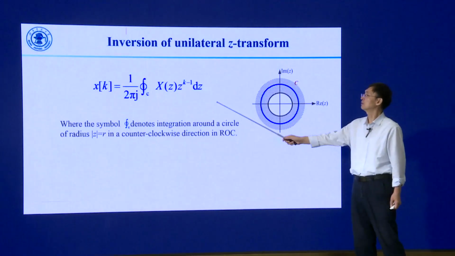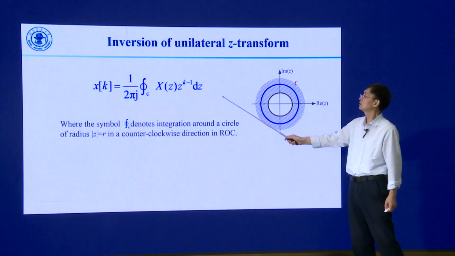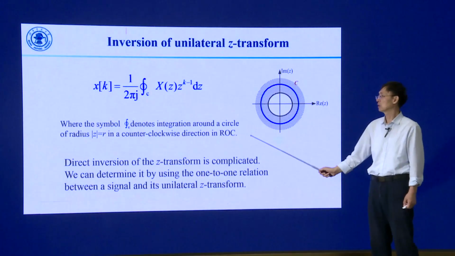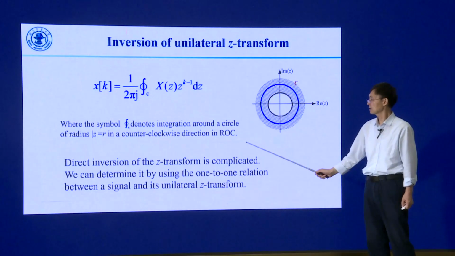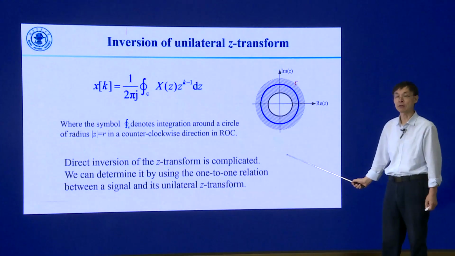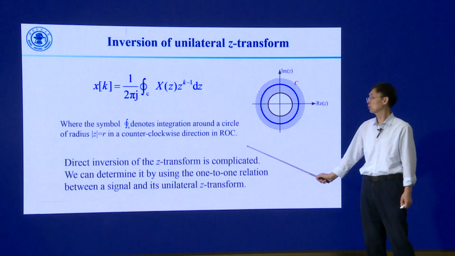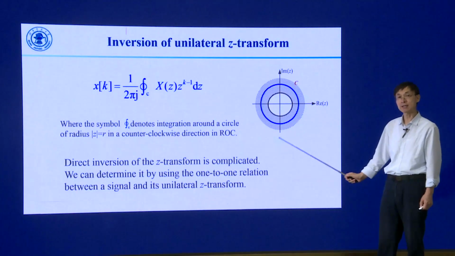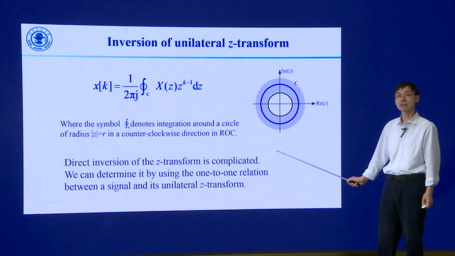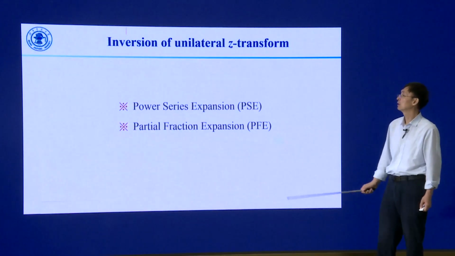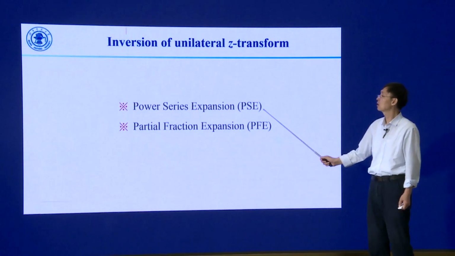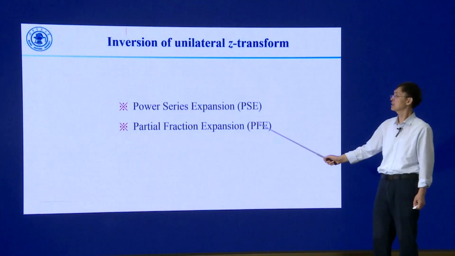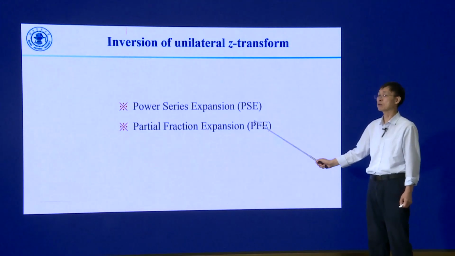This is the definition of the inverse Z-transform. Direct inversion of the Z-transform is complicated. We can determine it by using the one-to-one relation between a signal and its unilateral Z-transform. There are two methods. One is power series expansion. Another is partial fraction expansion.